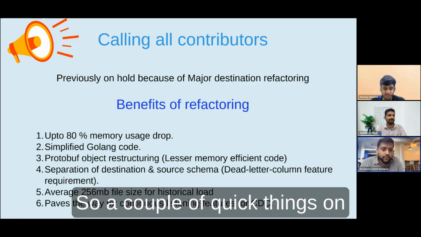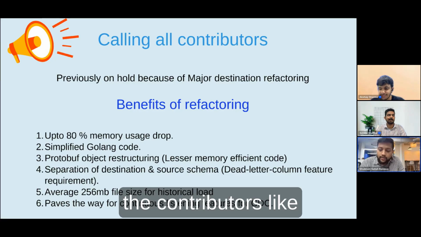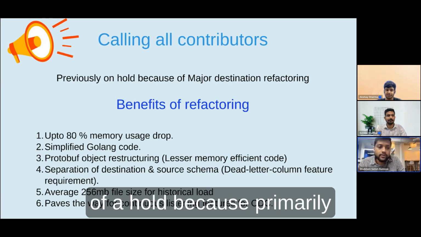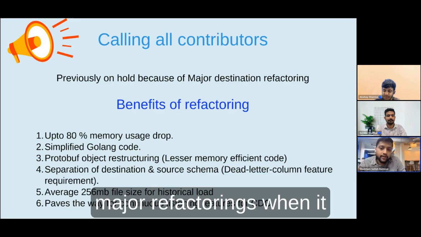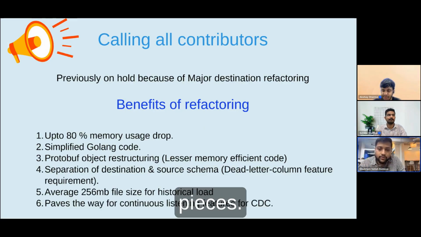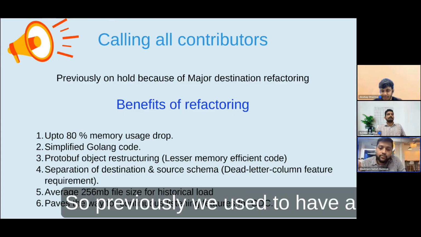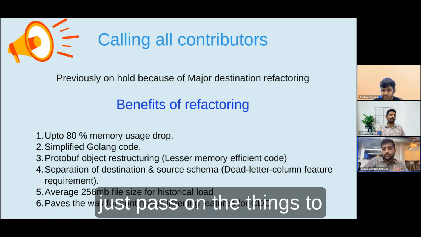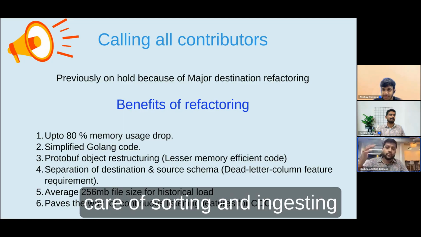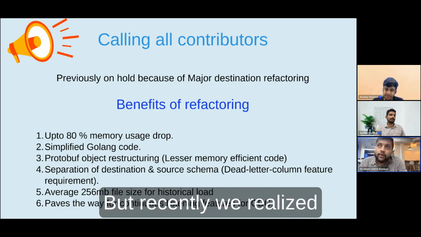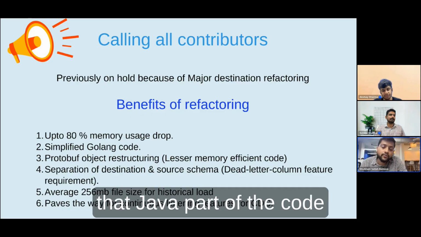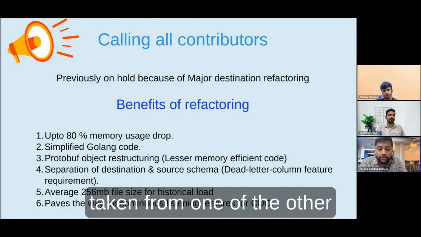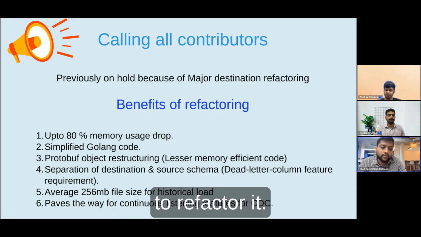So, a couple of quick things on the contributors. Previously, we put the contributions on a bit of a hold because primarily we were working on one of the major refactorings around the destinations piece. Previously we had destination code written majorly on the Java side, where Golang used to just pass the data to Java, and Java used to take care of sorting and ingesting into Iceberg. But recently we realized that the Java part of the code was consuming a lot of RAM, and it was also taken from one of the other open source projects. We definitely needed to refactor it.